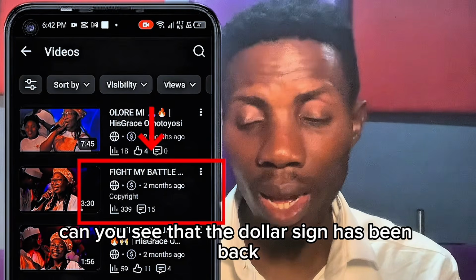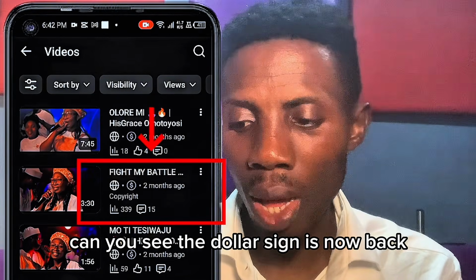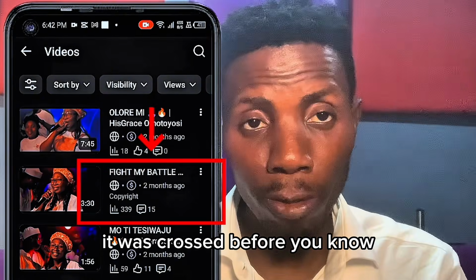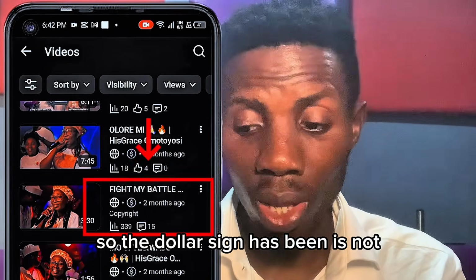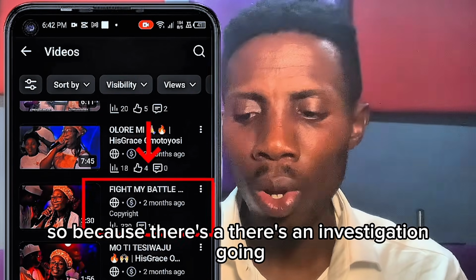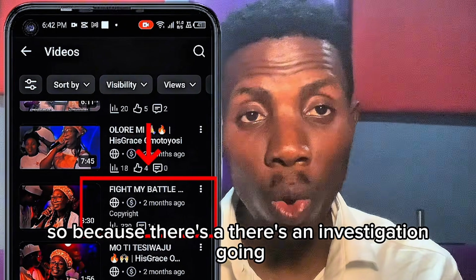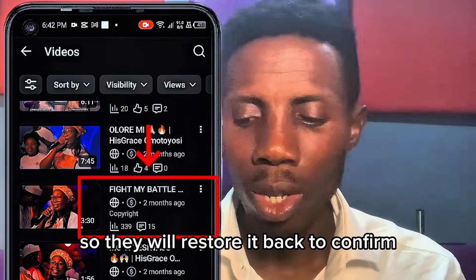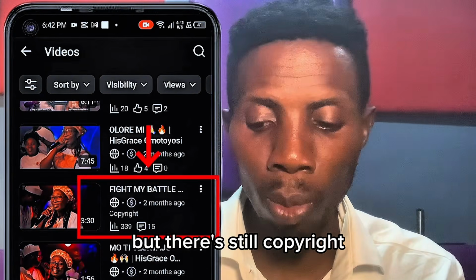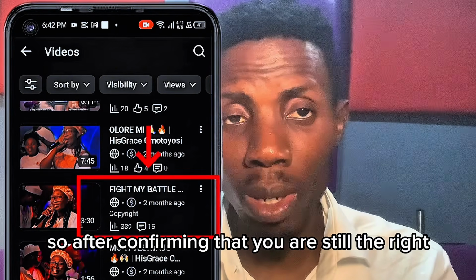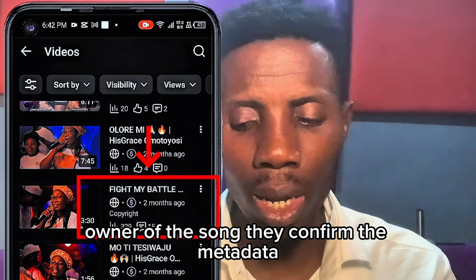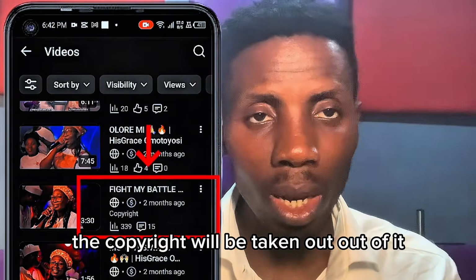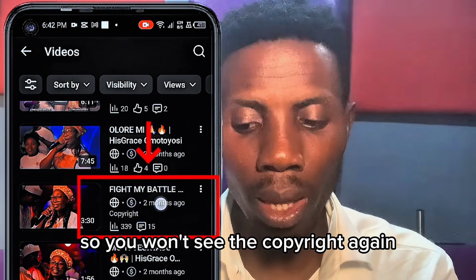Can you see that the dollar sign is now back? It was crossed before, there was a red cross on the dollar sign. So the dollar sign has now been restored. Because there's an investigation going on, they restore it to confirm. There's still a copyright claim, but after confirming that you are still the rightful owner of the song and they confirm the metadata, the copyright will be taken out of it. So you won't see the copyright again.